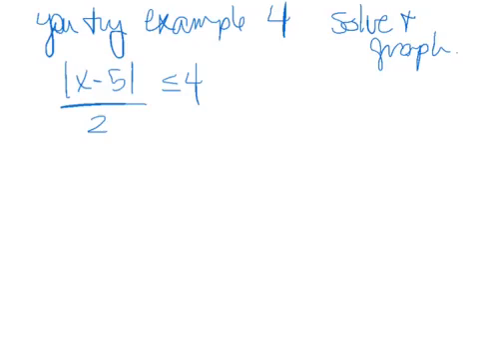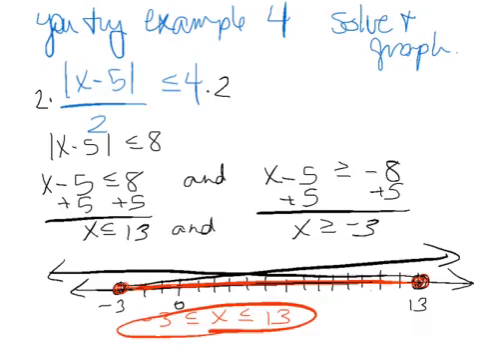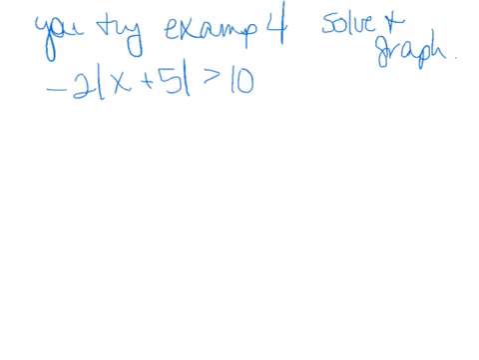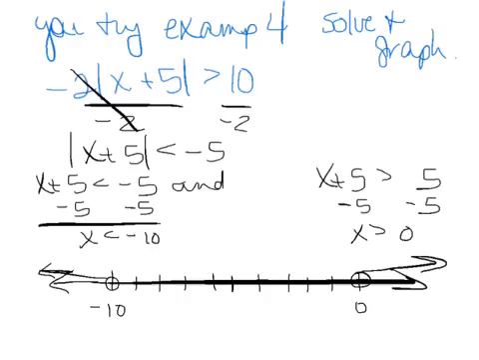This is actually a you-try. Push pause and try it on your own. All right, there you go. Last you-try example. Okay, here we go. Our answer and our graphs, and you see that it's an and statement, but nothing overlaps, so our solution is actually empty set, no solution.